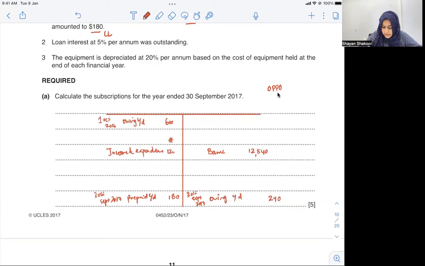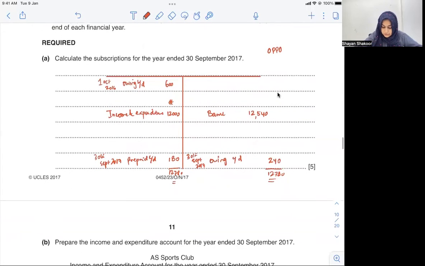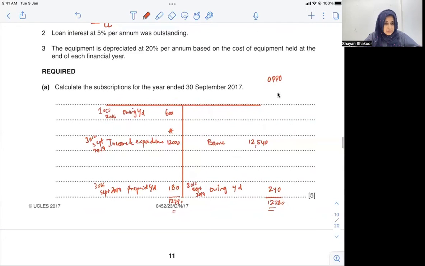We found out this: we total the credit side, that makes up to 12,780. And we total the debit side, so 12,780 minus 600 minus 180 gives you 12,000 that should be charged to the income and expenditure, and the date here should be 30th September because we are going to make income and expenditure on the last day of the year. So that's about it. It's a very easy account, the subscription account.